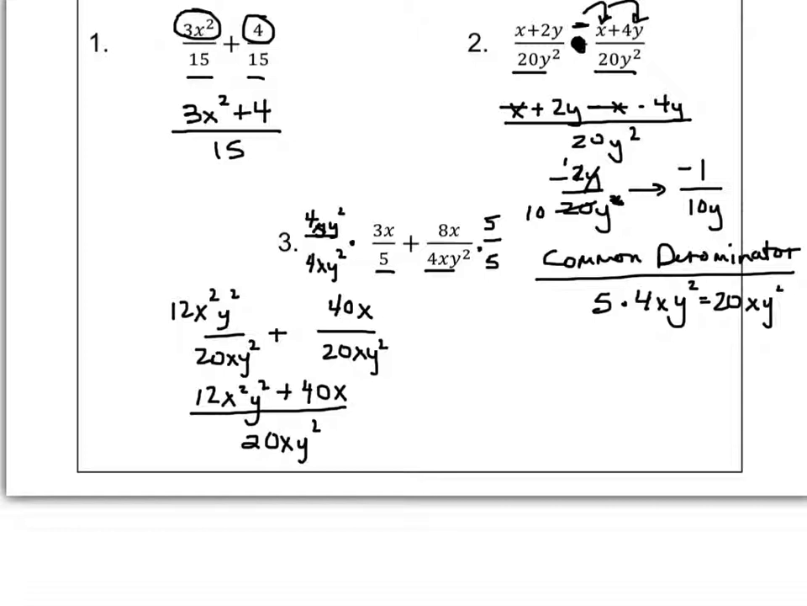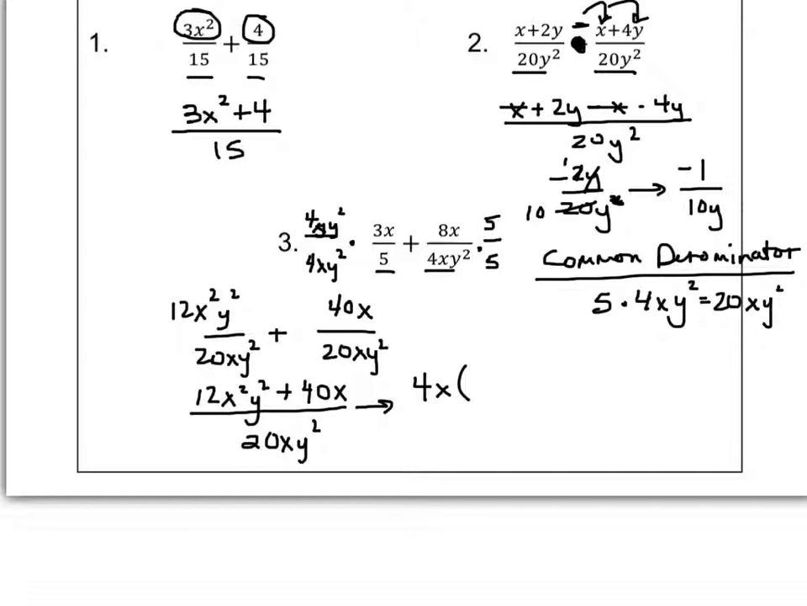Once you've gotten to this point, you need to look to see if you can factor your numerator. So as you look at the top part here, what do these guys have in common? Well, the biggest number that goes into 12 and 40, I can take out a 4. These both also have at least one x in them. So I'm going to take out a 4x.